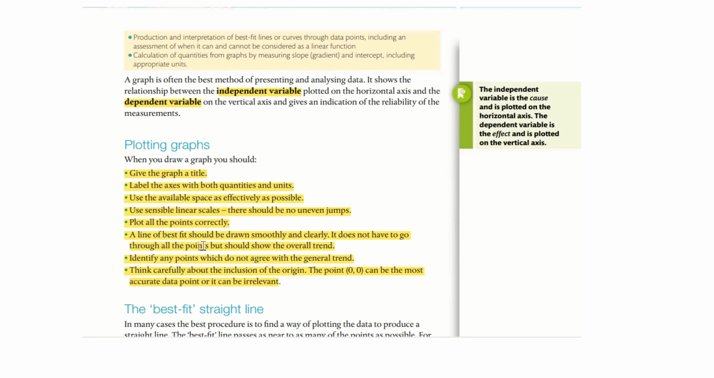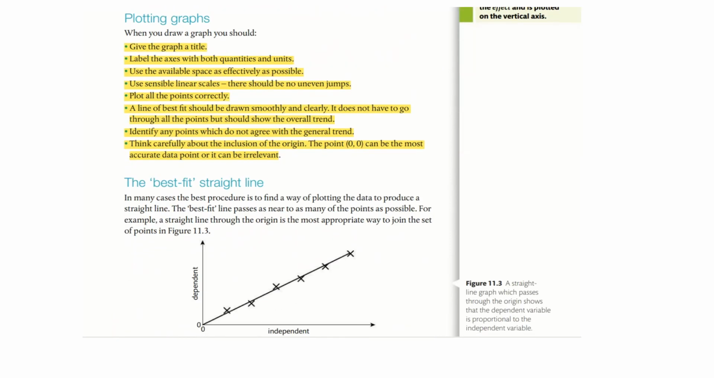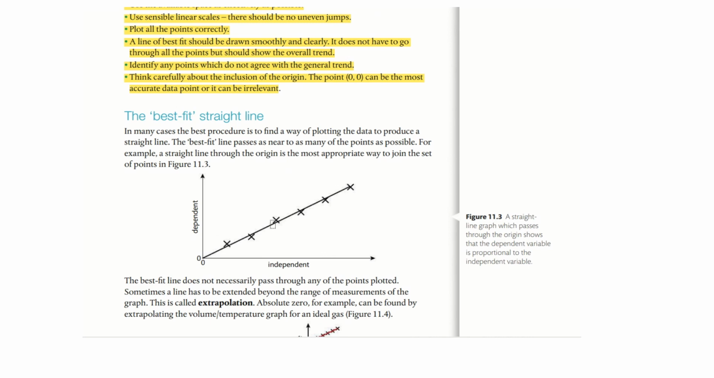A line of best fit should be drawn smoothly and clearly. So the point of a line of best fit is that it doesn't have to go through all of the points, but it has to go through most of the points. Another thing is it doesn't necessarily have to go through the origin, which is 0, 0. That's the coordinate. So in some cases, it's great to have it because it does go through it and most of the points that you have. In some other cases, it does not. So you have to make that decision as to whether you should have the origin point or not.